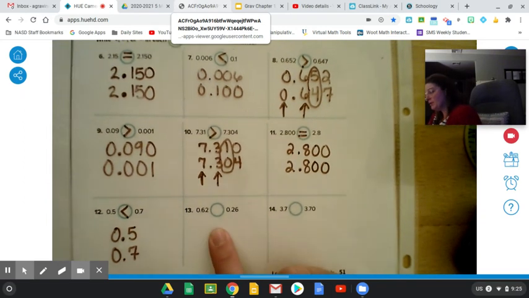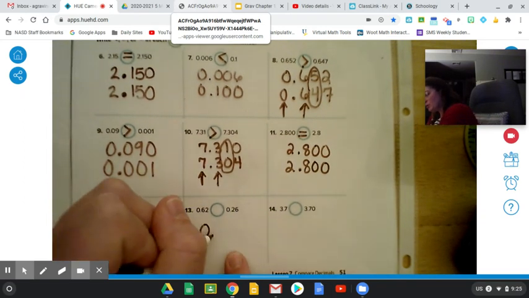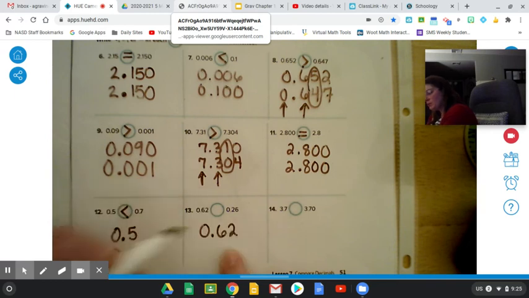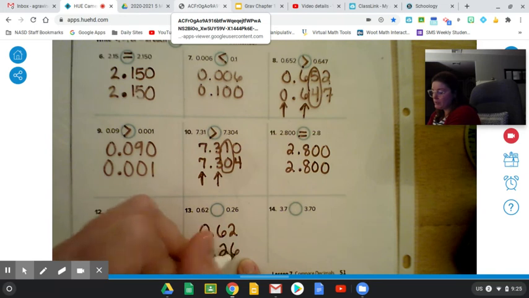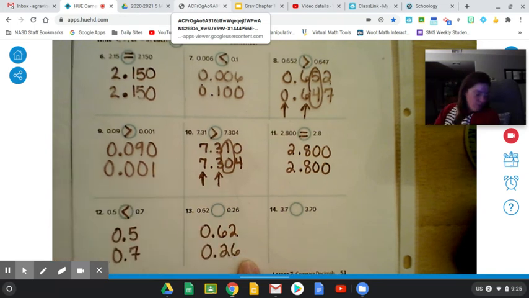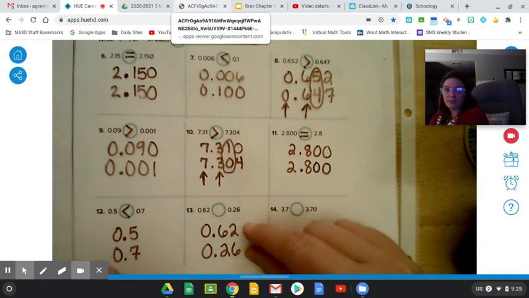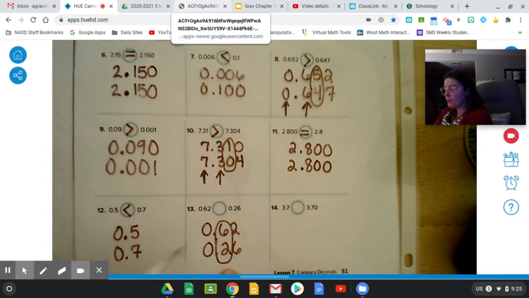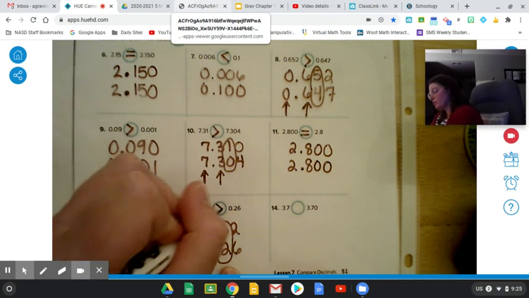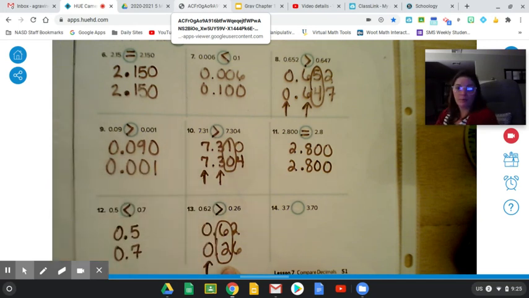Number 13, they did a little switcheroo. 0 and 62 hundredths and 0 and 26 hundredths. All right, so they reversed the numbers here. They're already the same place value, so let's compare. They both had a 0 and the 1, so we compare the hundredths. 6 is greater than 2, so our first number is greater than our second number.